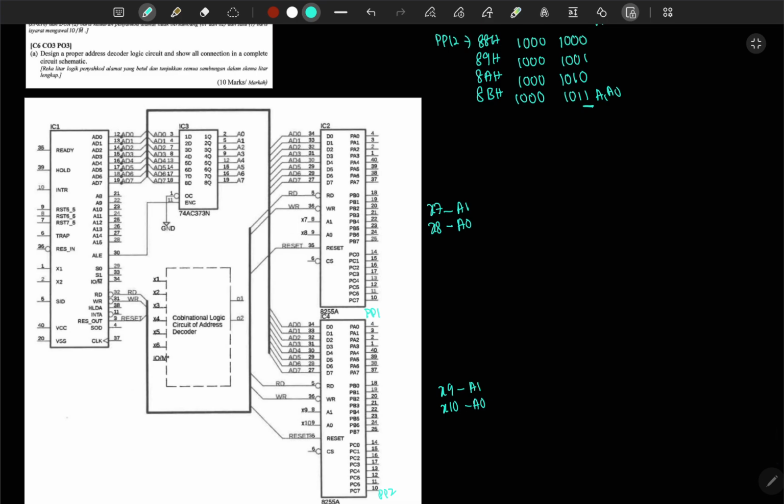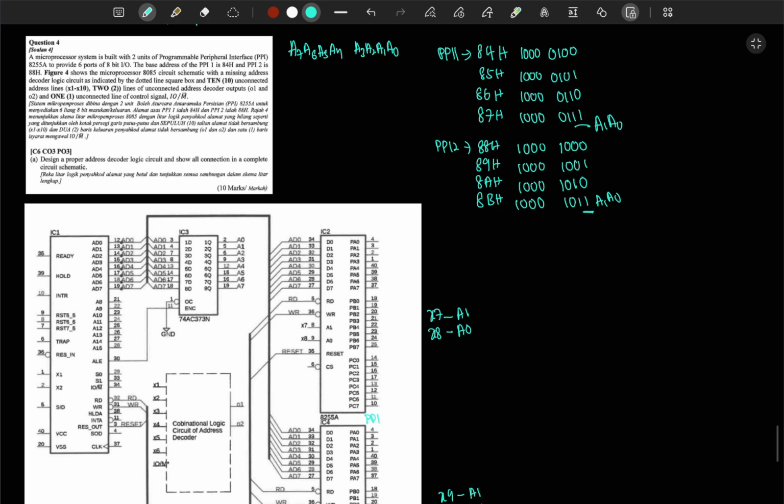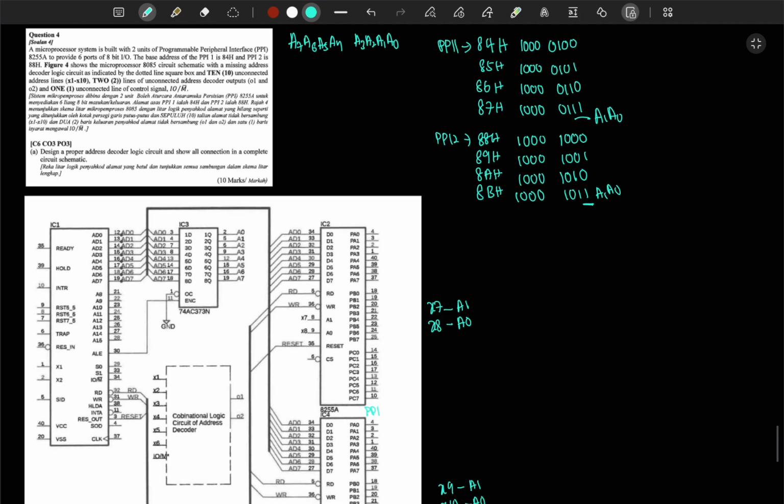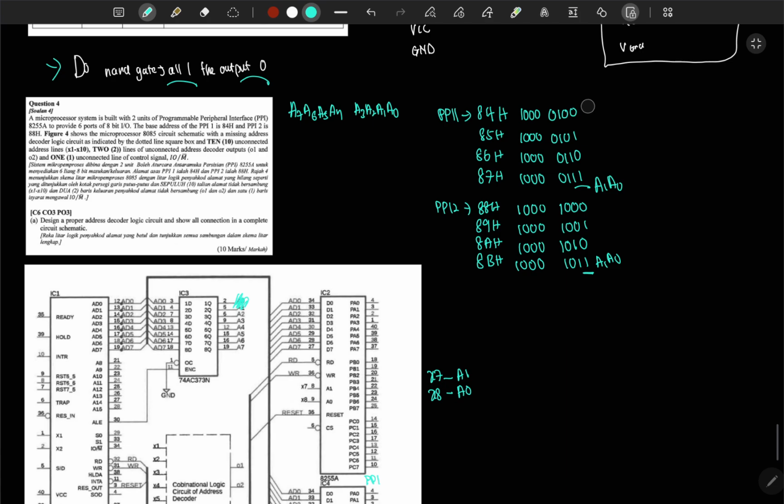Okay, now for the next part, we are trying to connect the balance. We know that A0 and A1 have been used, so maybe we could use another color, or let me just move it by here. So we already used A0 and A1. These are the balance that we need to use. In this case we notice that A7 and A2 are always on.